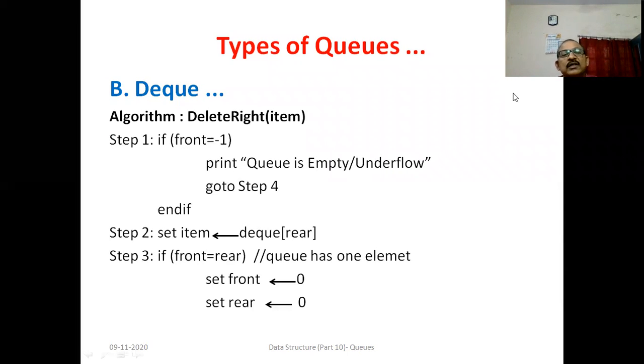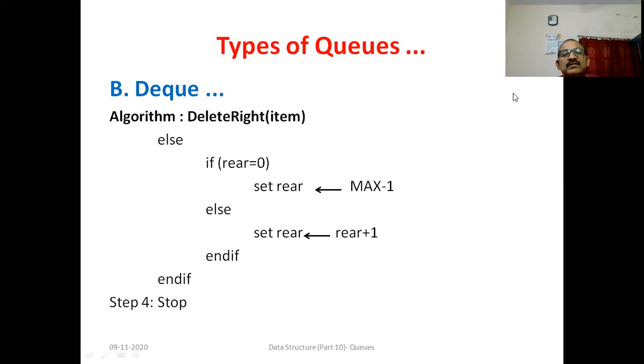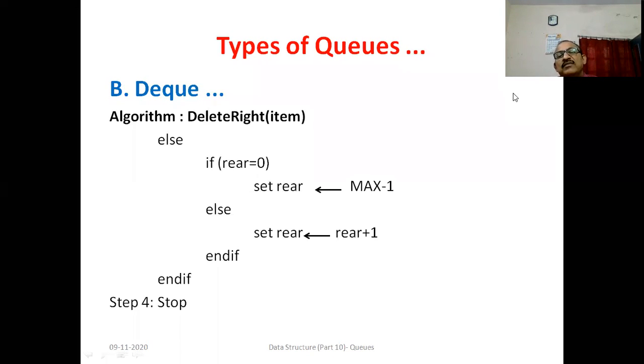Here again, you can see delete right operation. In delete left, we use the pointer front, but in delete right, we use the pointer rear. Step 1, step 2, step 3 are similar to the delete left algorithm. Difference arises at this place. If rear is equal to 0, we set rear is equal to max minus 1, else rear is equal to rear minus 1. In delete left, you can see a front pointer is used in the place of rear, but in delete right, we use the rear pointer.